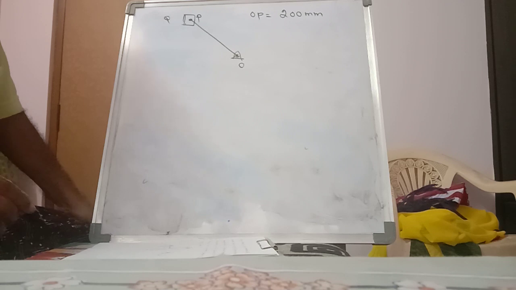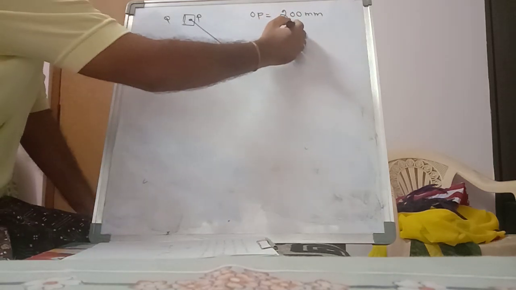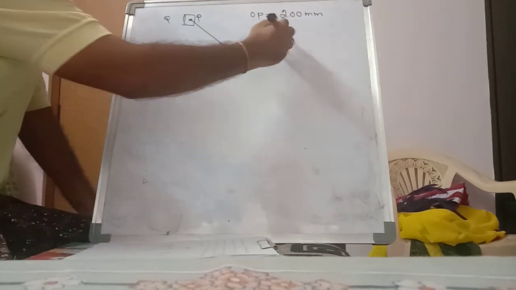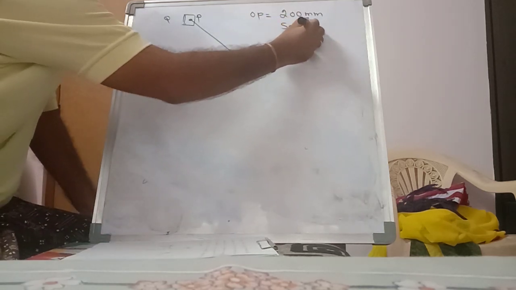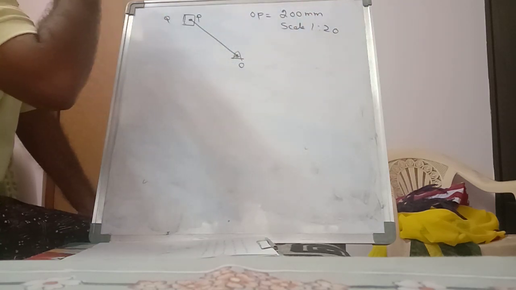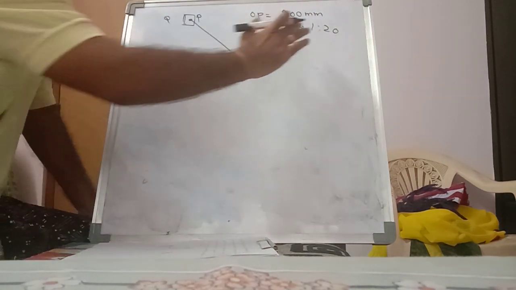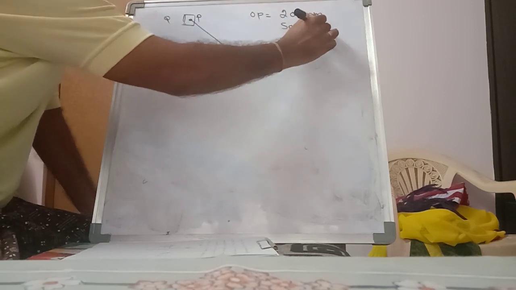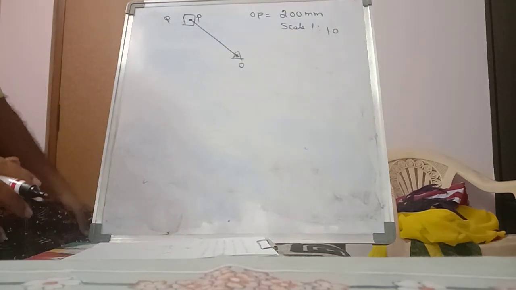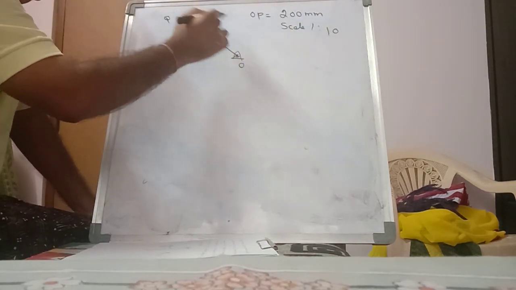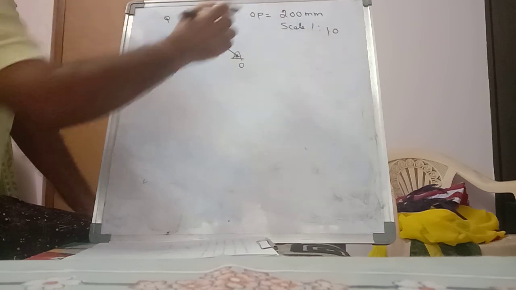You can take scale 1:10, or 1:20. Scale 1:20 means 10 mm is 20 mm. If it is less, you can take scale 1:10. You can take the scale as convenient. I'm taking scale as 1:10. That means OP is 20 mm.